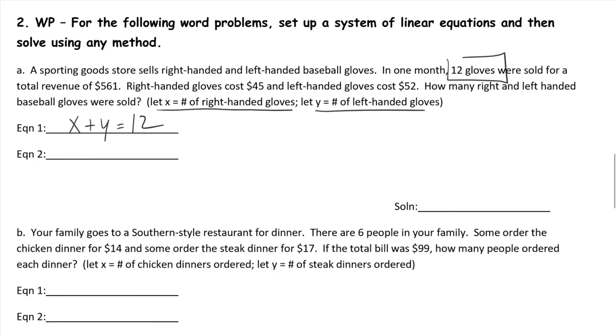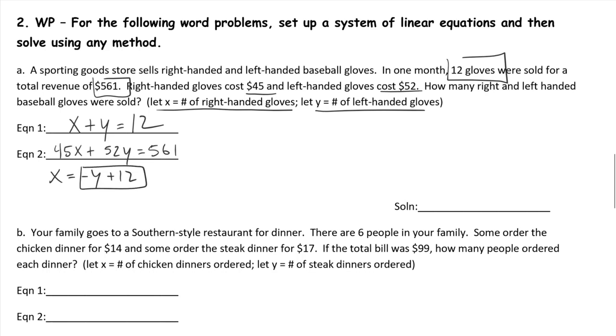So the second equation then, if the right-handed gloves sell for 45, that would be 45x plus, and the left-handed gloves sold for 52, so 52y, and they sold for a total of 561. And so our solution, we'll solve this. Let's solve the first equation for x. So that would be x equals negative y plus 12.